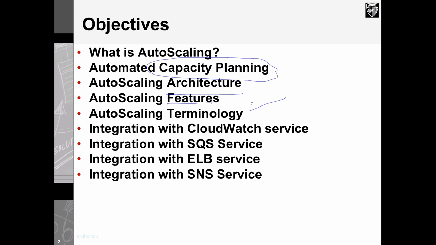There is some terminology about autoscaling we need to understand. And we'll figure out how autoscaling works together with some of the other AWS services such as CloudWatch, SQS, Elastic Load Balancers, and Simple Notification Service, SNS.